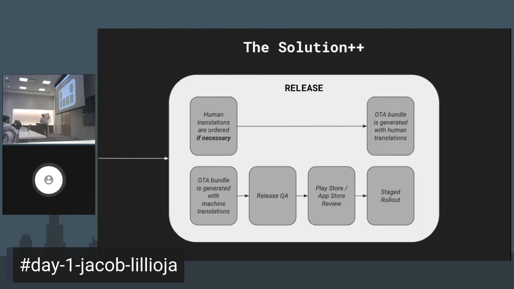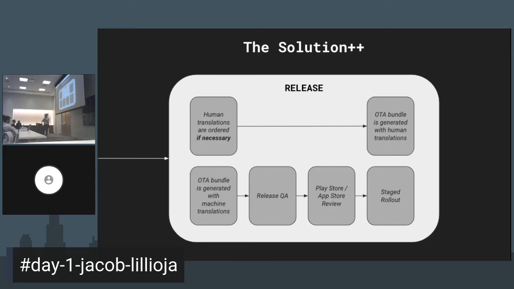Moving on to the release process, much of this is the same as before, except now human translations are not ordered automatically. They are ordered only if necessary, only if we decide that this release necessitates them, which we would if we had a big feature that was going in that we definitely wanted to have human translations for, or would be the case if we had accumulated a critical mass of screens that we want to translate for both Android and iOS.